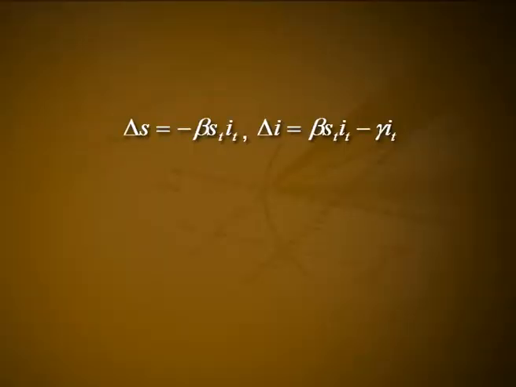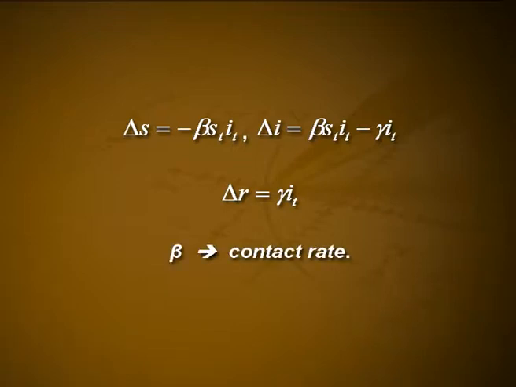The small SIR equations are delta small s is equal to minus beta into small s(t) into small i(t), delta small i is equal to beta into small s(t) into small i(t) minus gamma into small i(t), and delta small r is equal to gamma into small i(t), where beta is called the contact rate.